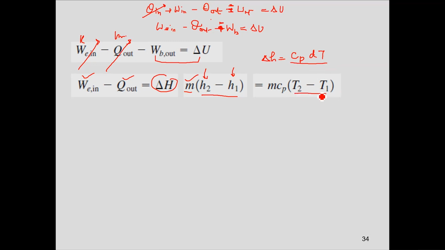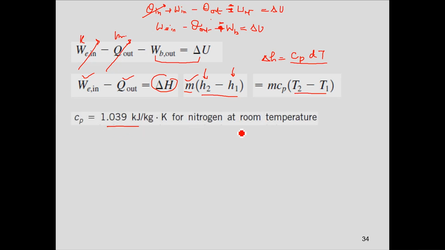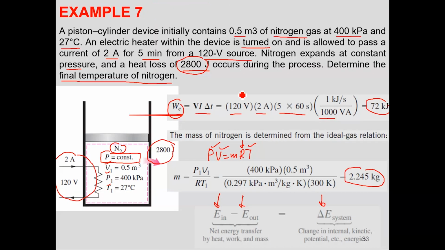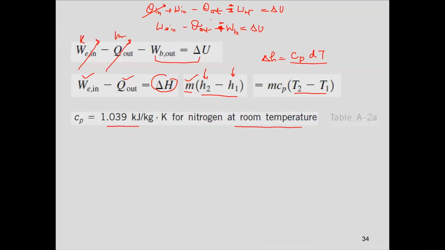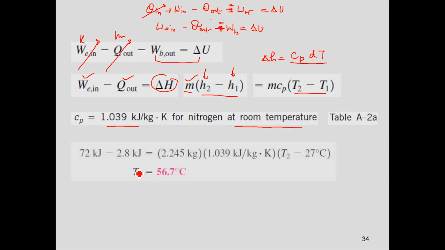Cp times T2 minus T1. So in this equation, you know the Cp value for nitrogen at room temperature, since you are at about room temperature here, your temperature is 27 degrees centigrade. So you will use the Cp value at room temperature from table A2A, and this is what you have calculated, this is given to you. Mass you have calculated, Cp value from table A2A, T1 is given to you. You can find the final temperature to be 56.7 degrees centigrade. Clear enough?